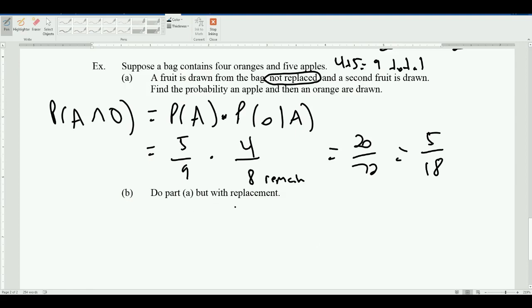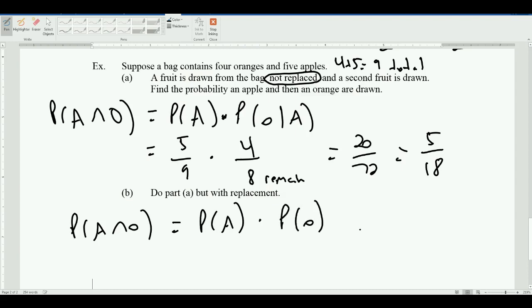Now we're going to do part A again, but this time we're going to do replacement. What that means is these are 2 totally separate events. Because we're replacing them, one doesn't affect the other. So what's the probability that an apple is drawn? Well, once again, this is with replacement. You're taking it out, putting it back in. So the probability of an apple is still going to be 5 apples out of a total of 9 fruit.